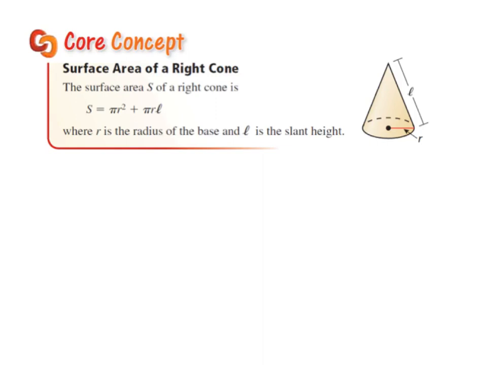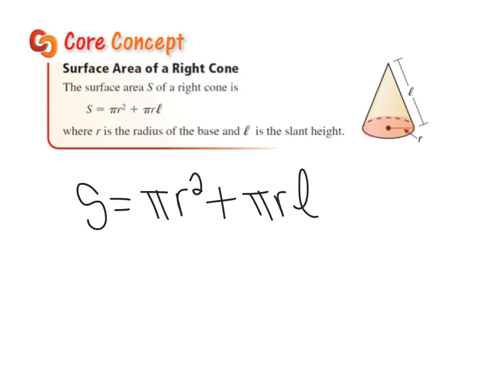Okay, and there is a formula for that, and it's in there, but I'm going to write it again. S is surface area, pi, of course, is pi, r is our radius, so it's pi r squared. That pi r squared is the area of the bottom. That's just a circle on the bottom, so we're going to have the bottom of the cone plus pi r L. And L is this slant height, okay?